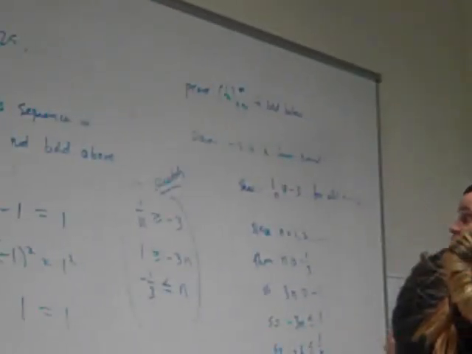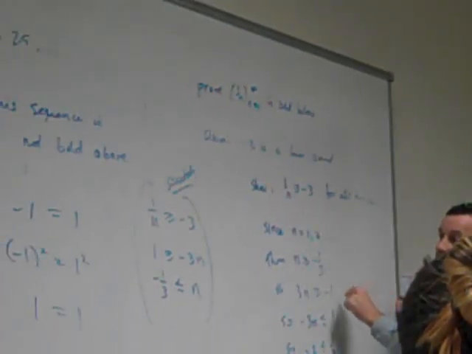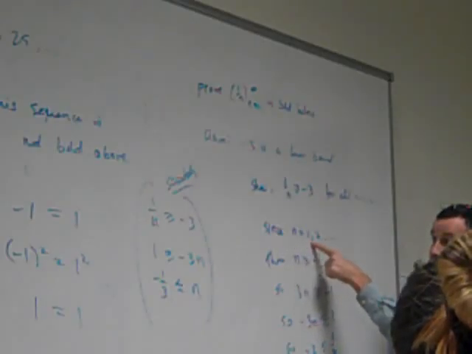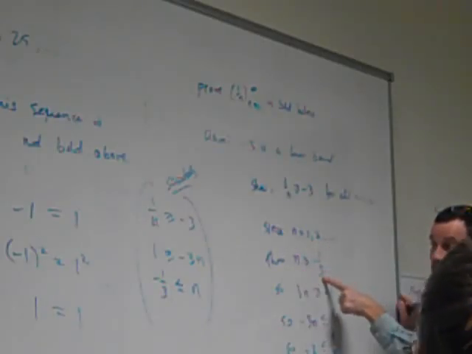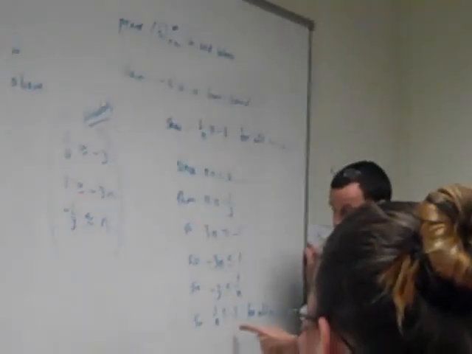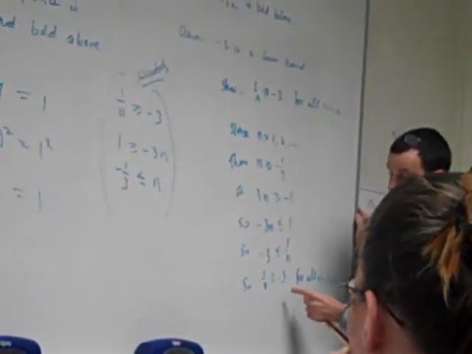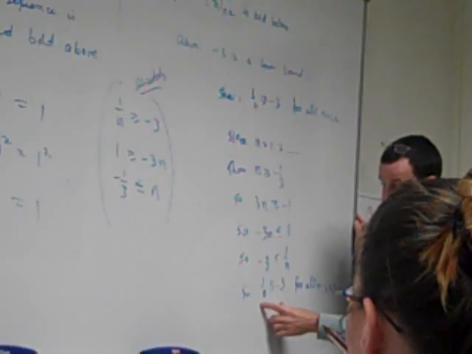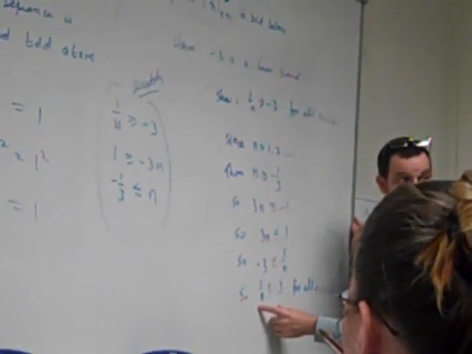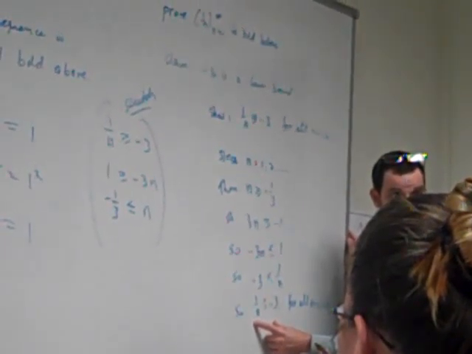My proof, I have to show that this is always bigger than or equal to -3. Well, n is a positive integer, so it's definitely greater than or equal to -1/3. Therefore, this is true, therefore this is true, therefore this is true, therefore 1 over n is always greater than or equal to -3. Now I've proved that -3 is a lower bound for this sequence. Questions on those steps?